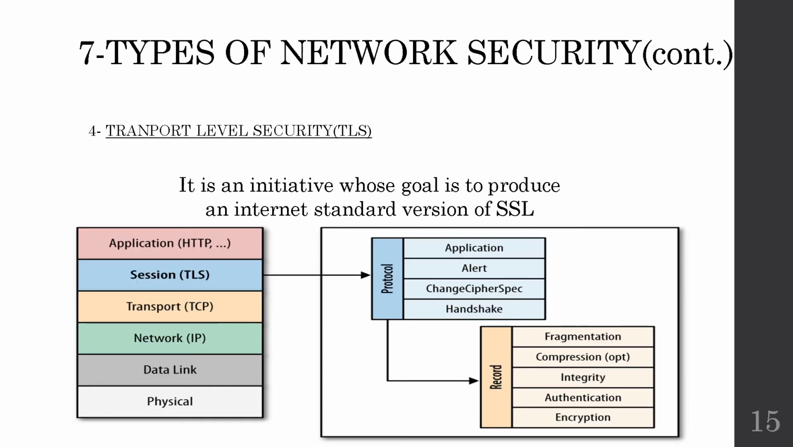Fourth, there is Transport Layer Security, or TLS. It is an initiative whose goal is to produce an internet standard version of SSL. Secure Socket Layer, or SSL, provides security services between TCP and applications that use TCP. The internet standard version is called TLS. The TLS record format is the same as the SSL record format.